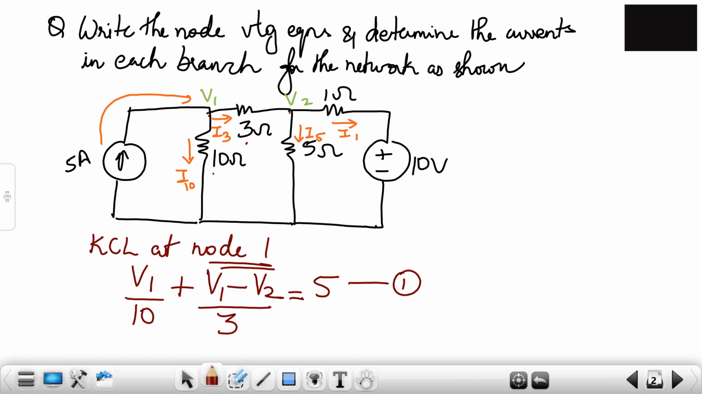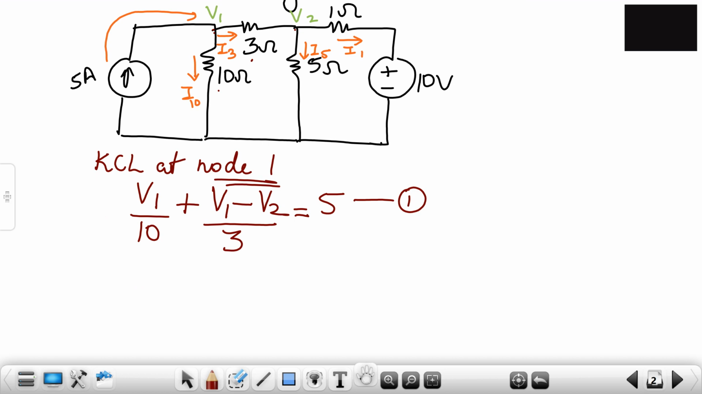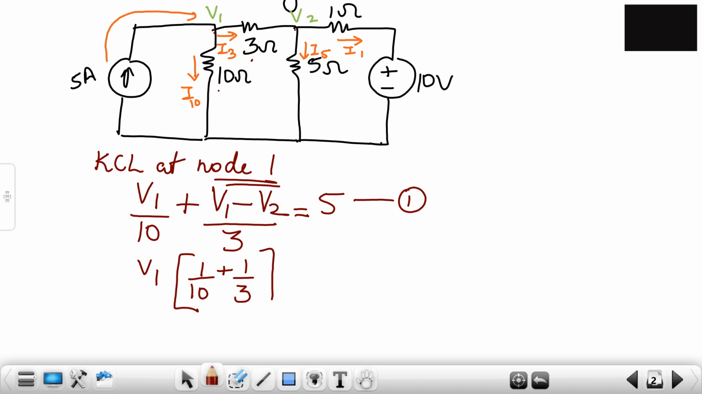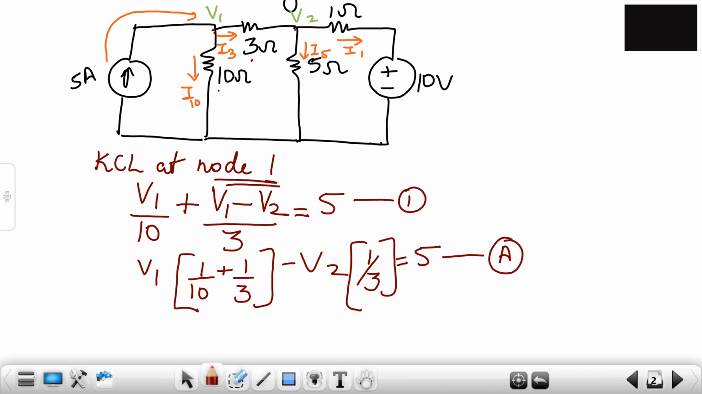That is your first equation. If we rearrange that first equation, we will get V1 (1/10 + 1/3) minus V2 (1/3) is equal to 5. I'll just mark this as E because we rearranged it.